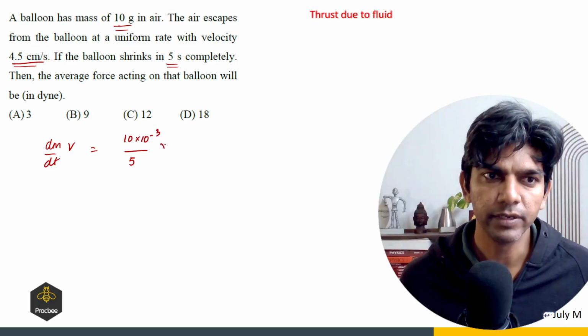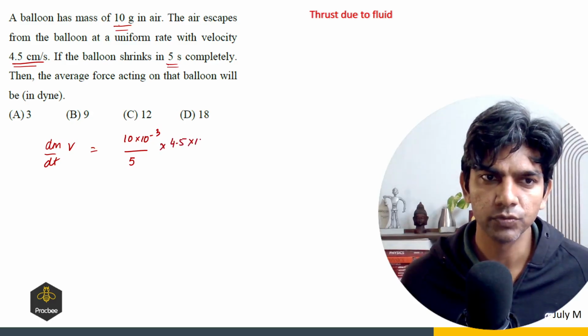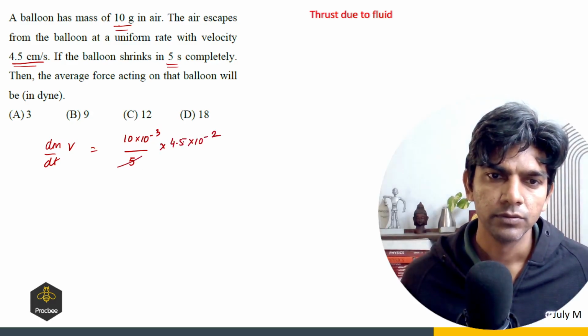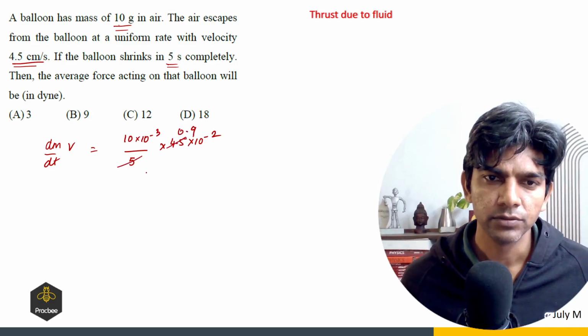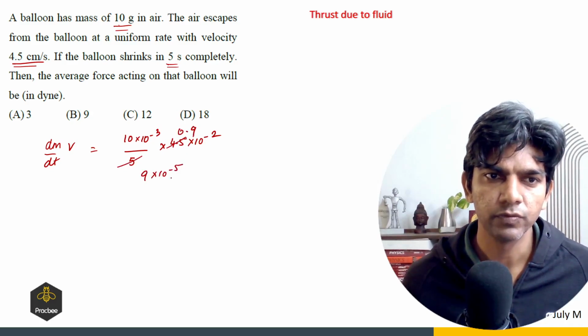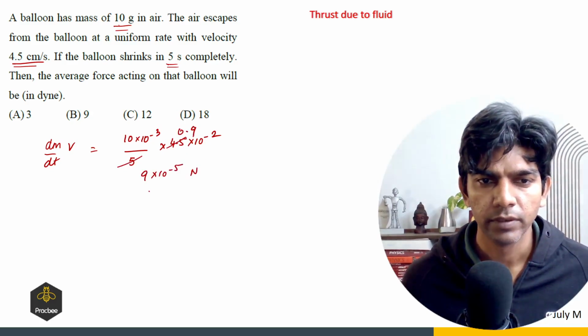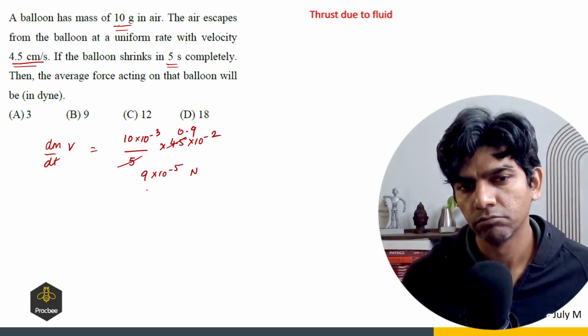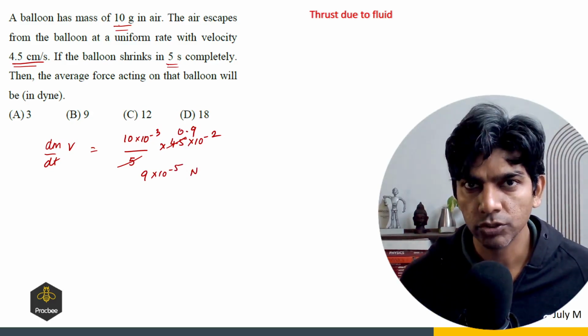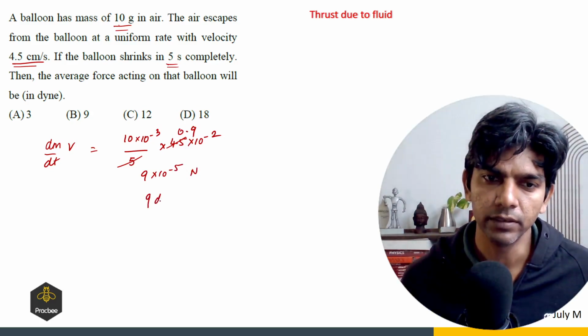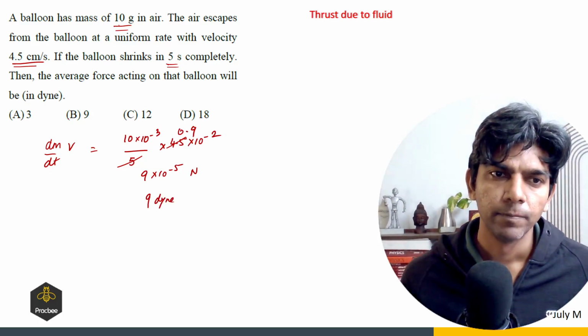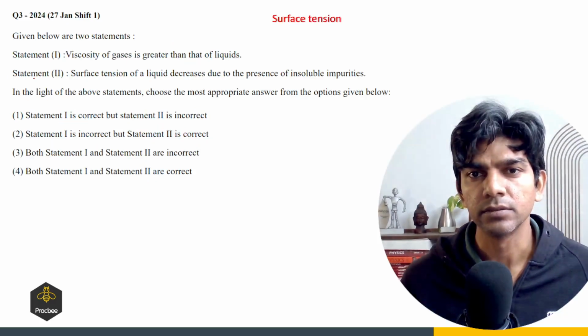5 seconds multiplied with 4.5 into 10 raised to minus 2. So that will be 0.9. So 9 into 10 raised to minus 5 Newton. And we know that 1 dyne is equal to 10 raised to minus 5 Newton. So that will be 9 dynes. So option B is the right answer.